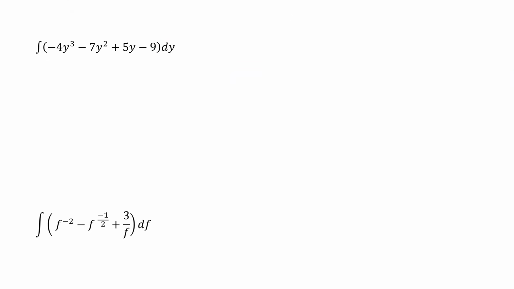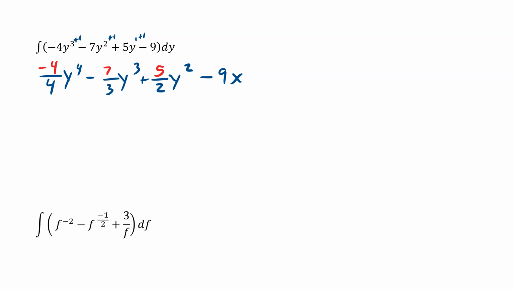All right, what about this one? So same thing, plus 1, plus 1, plus 1. So this would be y to the 4th over 4, and then we bring down the negative 4. Minus y cubed over 3, and bring down the 7. And then y squared over 2, bring down the 5. And then again, the constant is just an x plus c, and then we check.